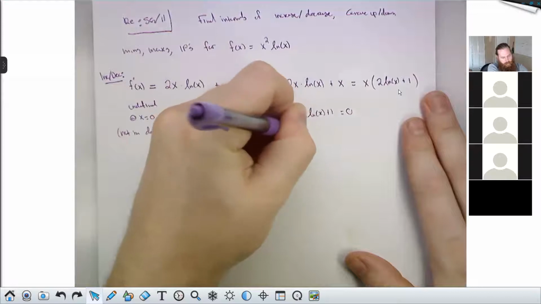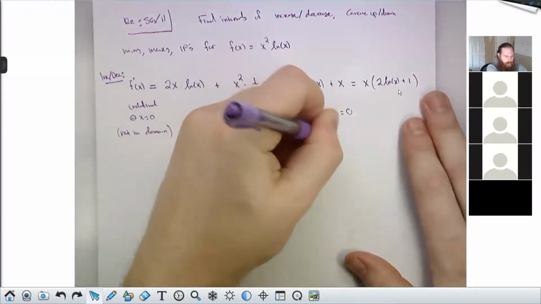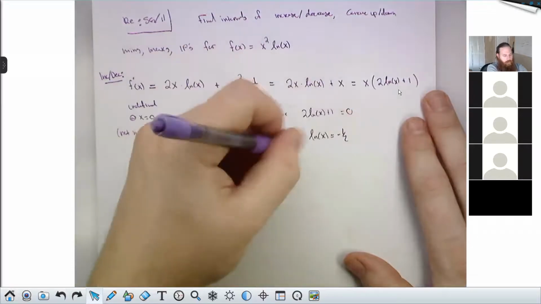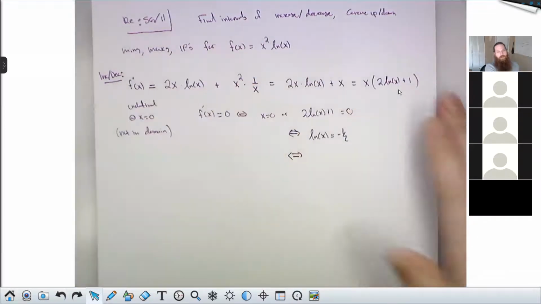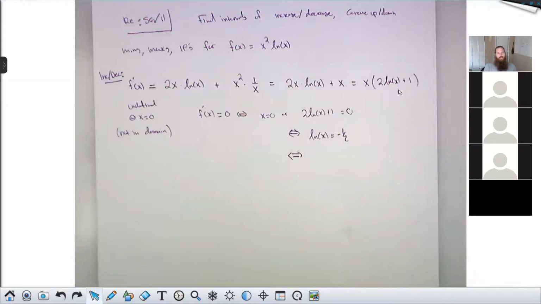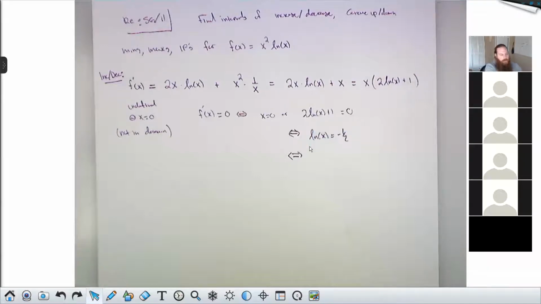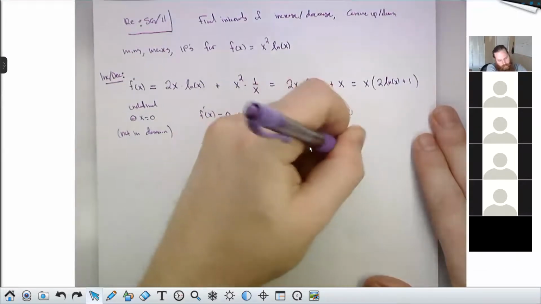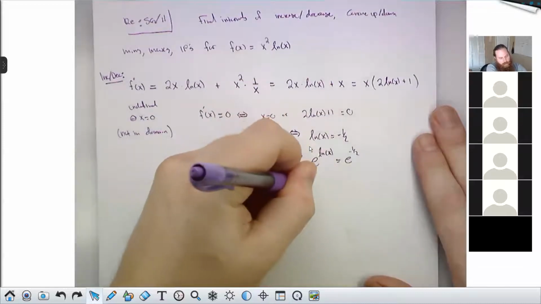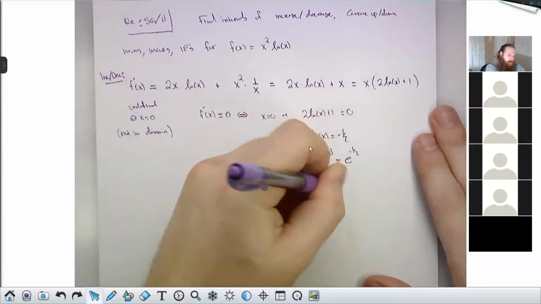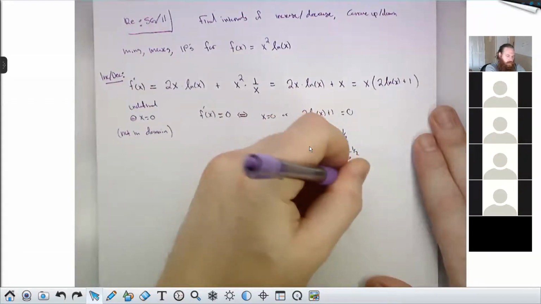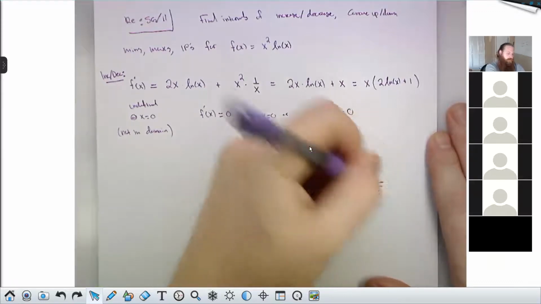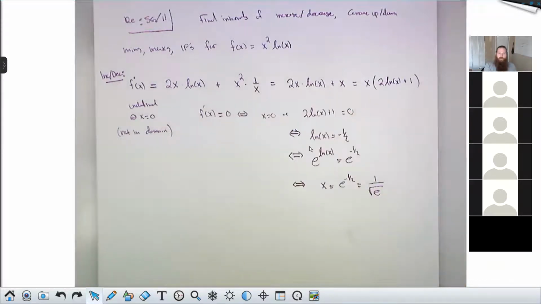this is the same as saying ln x is equal to negative 1/2. Who can help me solve that equation? Solve for x. Put it to the power of e. Yeah, we exponentiate, right? So this would be e to the ln x equals e to the negative 1/2. And e to the natural log of x, that's just x. So this is x equals e to the negative 1/2 or 1 over the square root of e. So that's your critical number. There's just one of them. It's this thing.